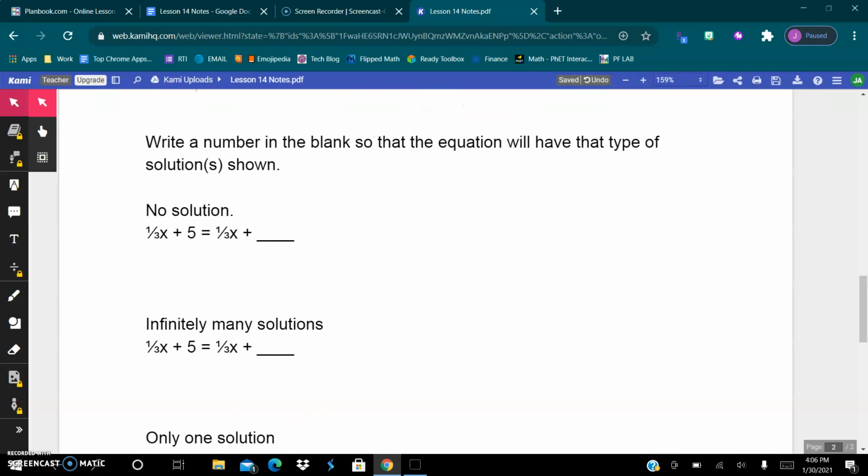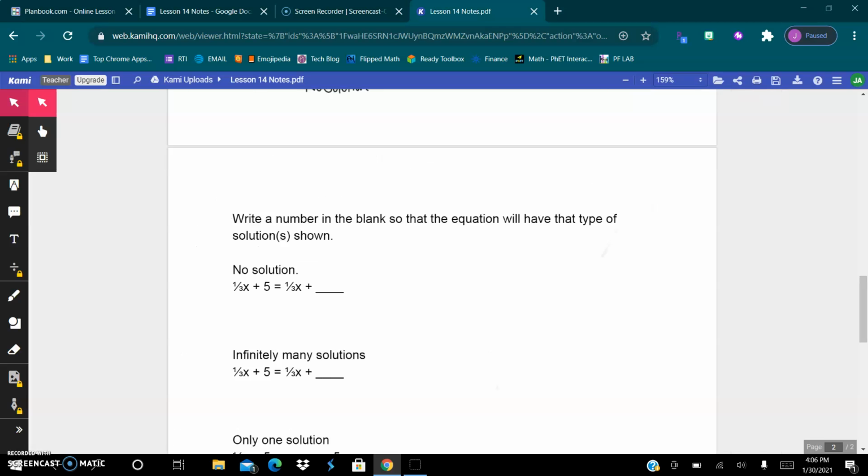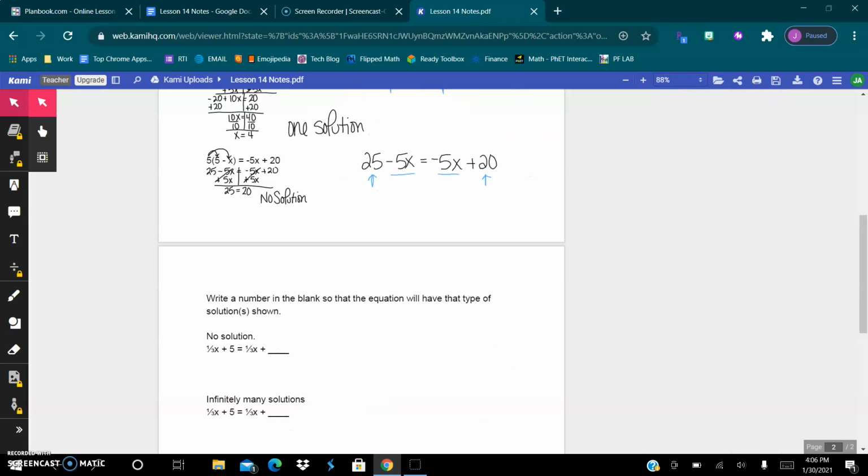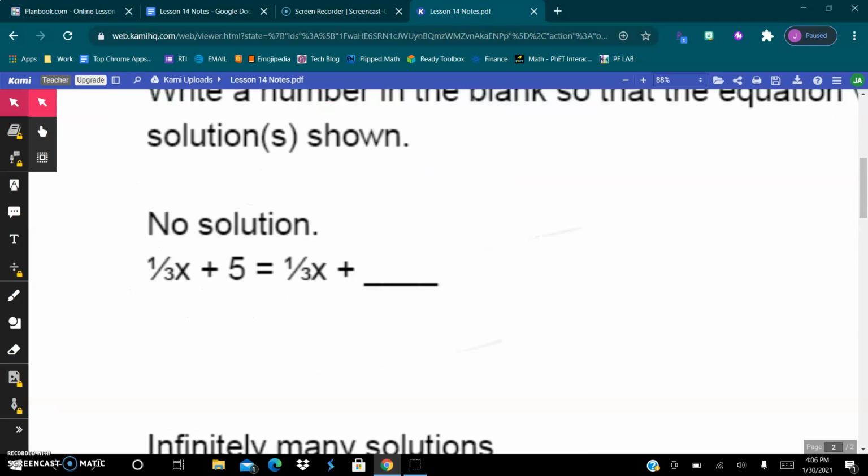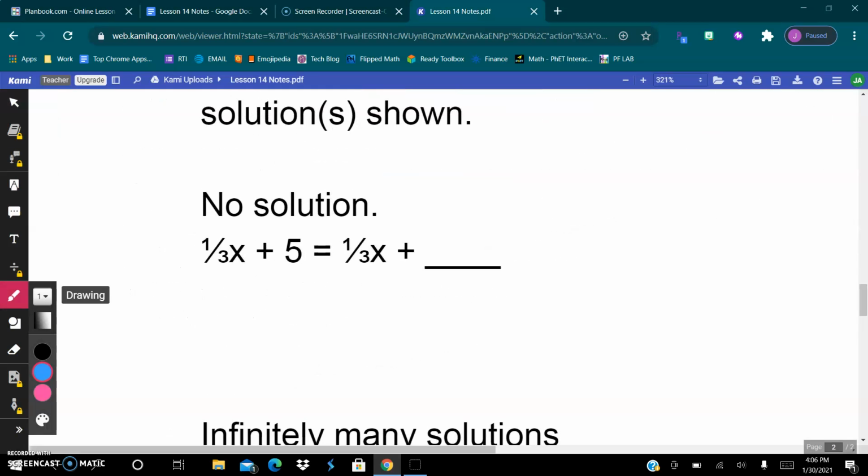So this one says, write a number in the blank so that the equation will have that type of solution or solutions shown. So that first one is no solution. So if we go back up here, the no solution was our bottom one, and they had the same x values, but they had different constants. So this one has a plus 5 here. So I can put any number in this empty spot except for 5. So I'm going to put 10.